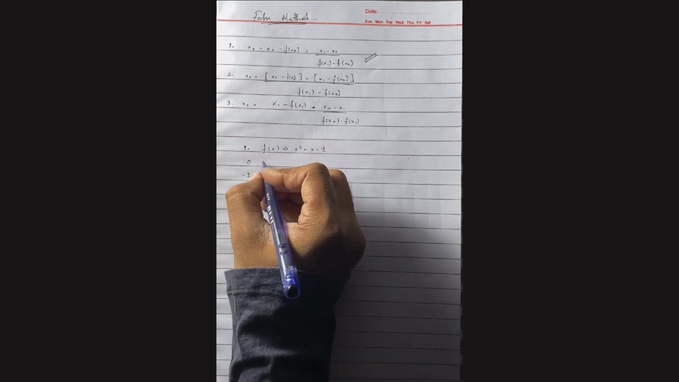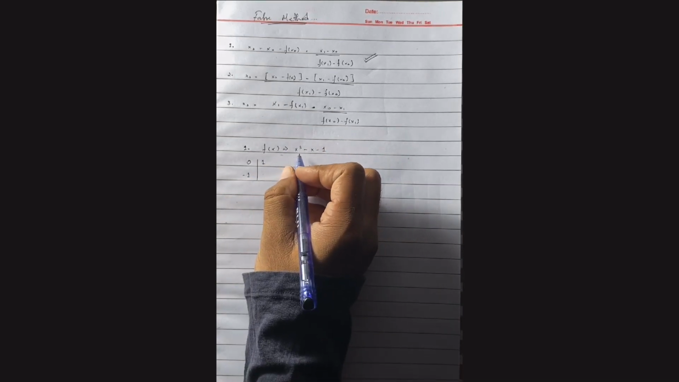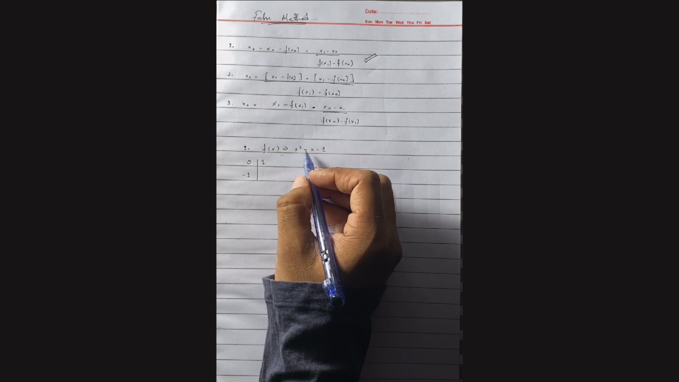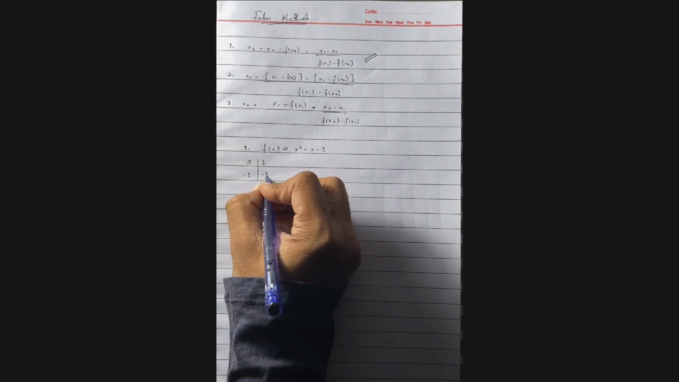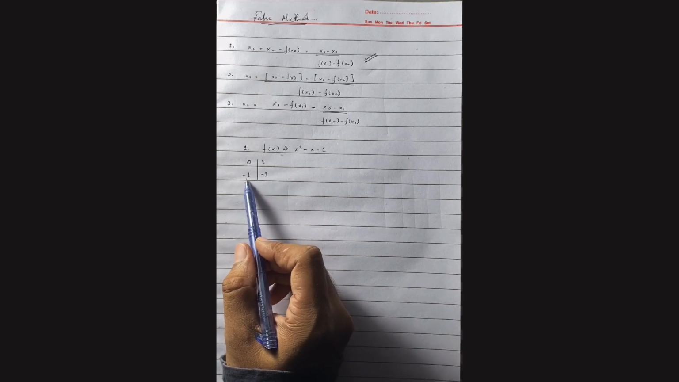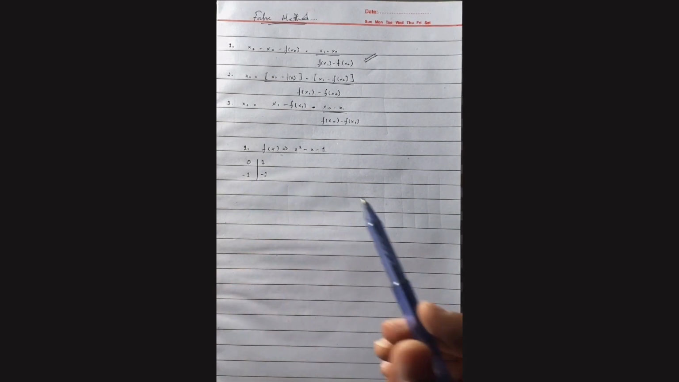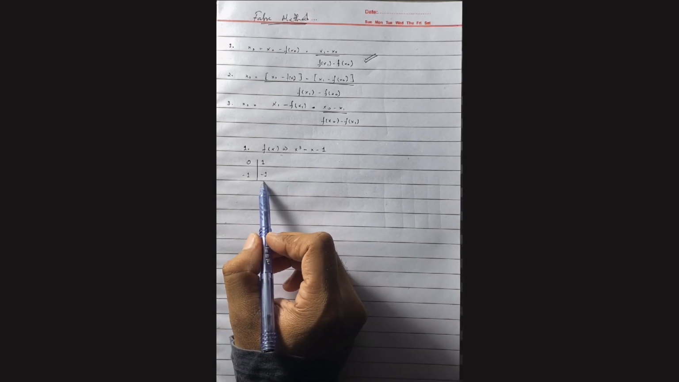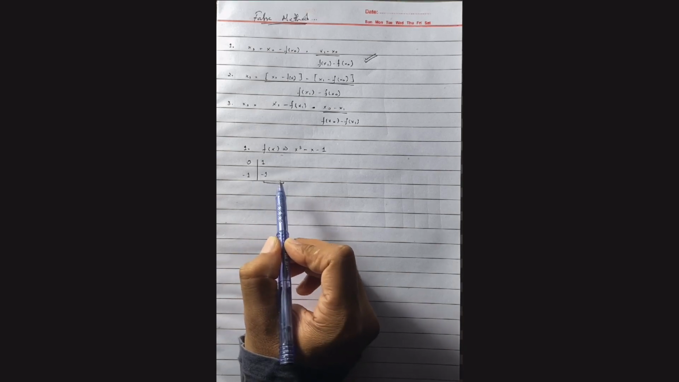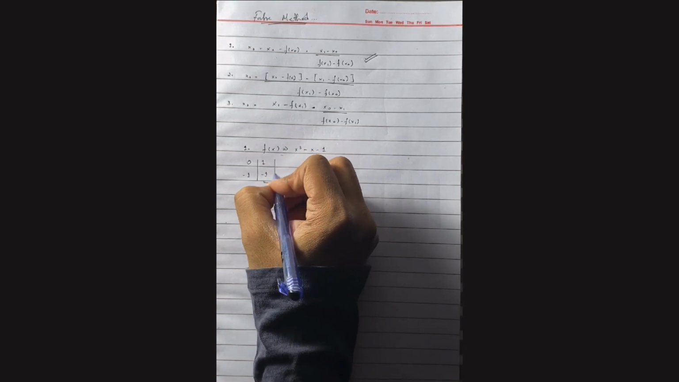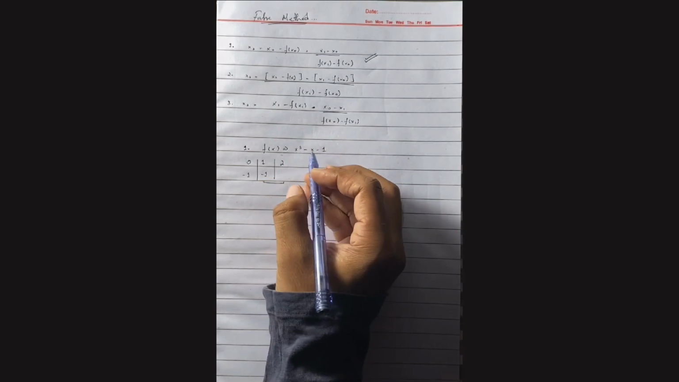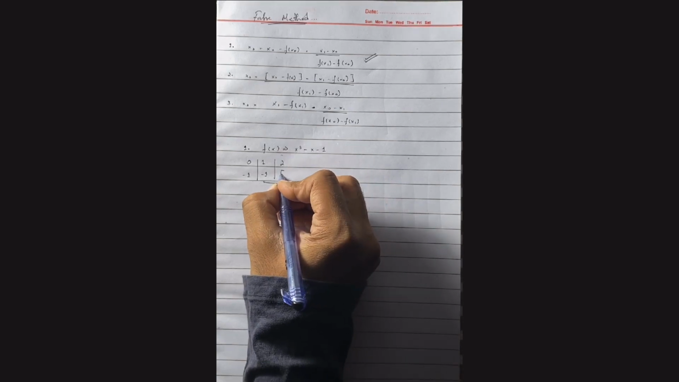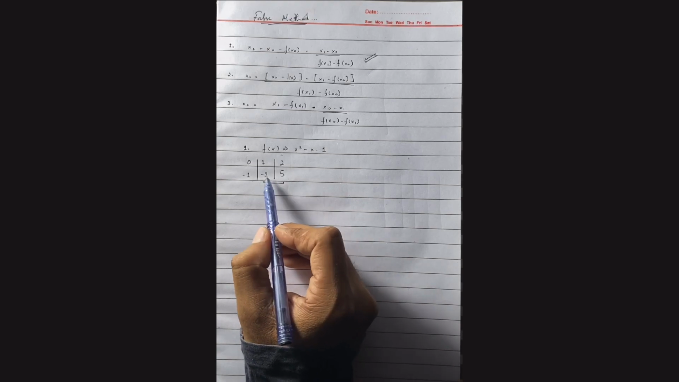Let's consider the second number, 1. If you put 1 in this formula, 1 cube is 1, minus 1 minus 1, which will be minus 1. So you can see the signs are not changing. We need the number where the sign of the output changes, so let's consider the next number, 2. 2 cube is 8, minus 2 minus 1, which is 5. So you can see the signs of the outputs are changing.